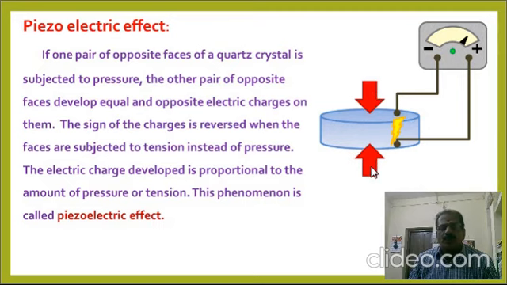When we apply the forces alternately, we can see there is a deflection in the voltmeter. When will you get the deflection in the voltmeter? Only when charges are flowing inside the wires or inside this device. So when you give pressure alternately on the top and bottom surfaces, charges are produced and the charges move through these devices. That is why there is a deflection.